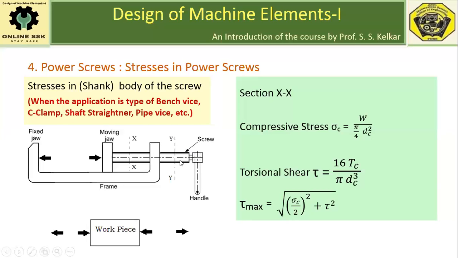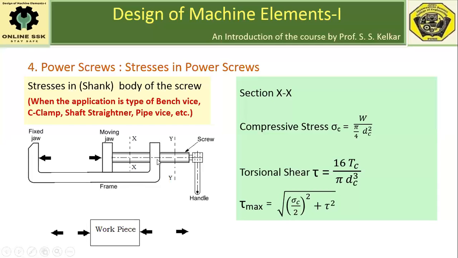Out of total T amount of torque, TT amount of torque will be utilized to overcome the thread friction. So the remaining TC amount of torque will be transferred to the remaining section XX of the screw, and this section XX will be subjected to only torque equal to TC, which will be utilized here for overcoming the collar friction.